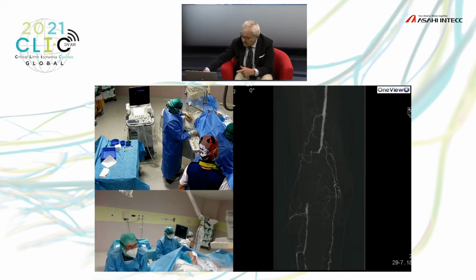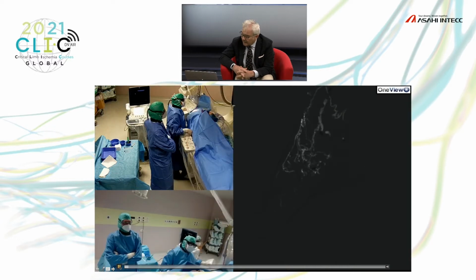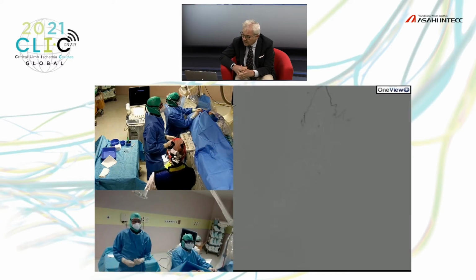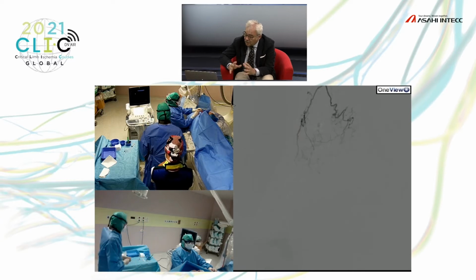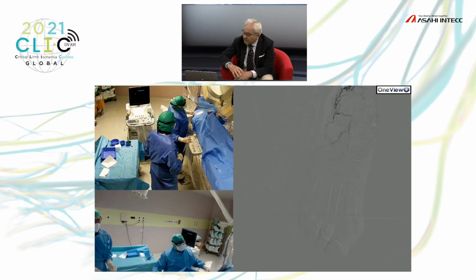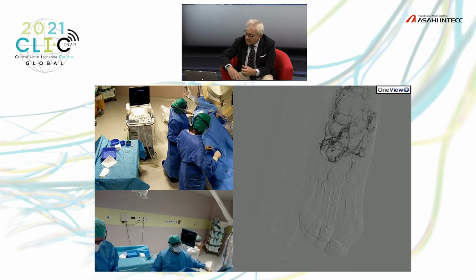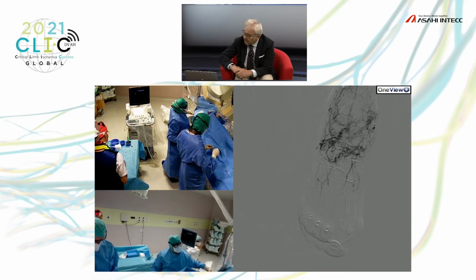Beyond this lesion, there is a complex occlusion in the anterior tibial artery, and particularly in the foot we have a quite desert foot, especially in the forefoot. We don't know with this angiography, with this diagnostic phase, the real condition of the foot, because of the effect of the fistula.